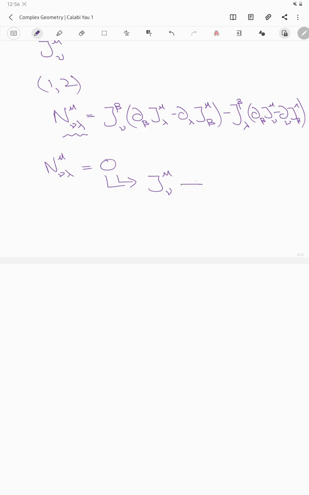So this implies that J mu nu is your complex structure. So all you have to do is calculate this thing, that is your Nijenhuis tensor, and if it vanishes, then it implies that the 1,1 J mu nu tensor is a complex structure, right? And therefore your manifold is complex. Now, with this, let's quickly talk about the general tensors.